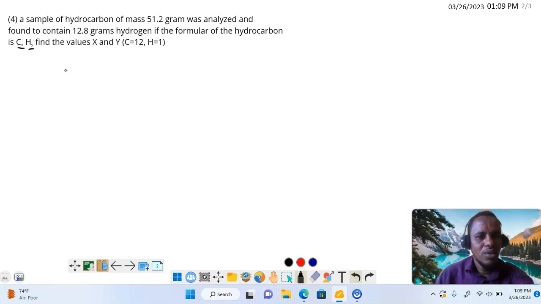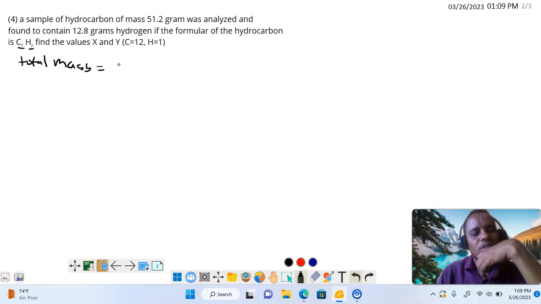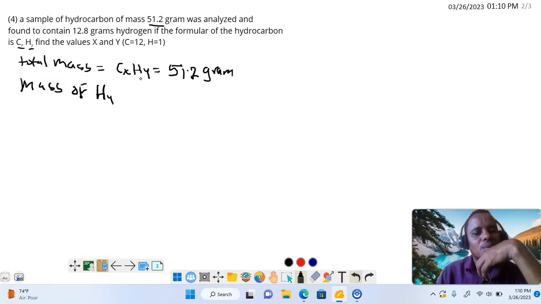This question is a little bit tricky, and they can bring it in the exam. We have a hydrocarbon, CxHy, and the total mass is 51.2 gram. Now they are saying it was analyzed and found to contain 12.8 gram of hydrogen. So the mass of hydrogen, which is Hy, we don't know, but its value is 12.8 gram.